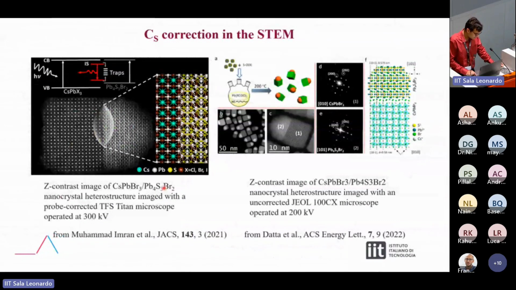So this is the image from Mana's group again, and this image is from the India group, Narayan Pradhan's group basically. So here you can see the interface is very well resolved, but if you zoom into this image, you will hardly see the strain and the distortion or the non-uniformity at the interface. So this is the use of aberration correction. This is the aberration corrected image taken with Titan. This is the uncorrected image taken from JEOL 100CX.